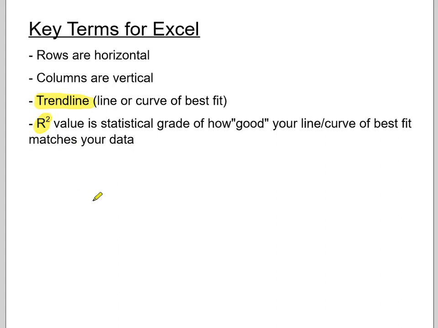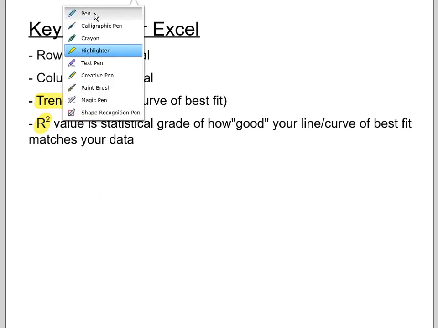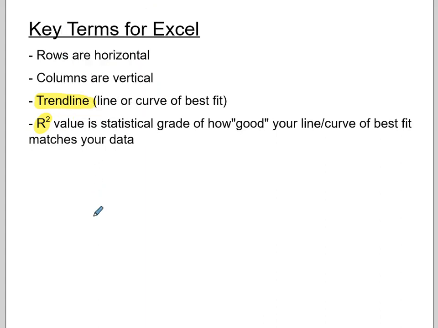You don't have to know how it's generated. We just have to know for now that it's a statistical grade of how good your line or curve of best fit matches your data. So if you have a value of 1, it's kind of like getting a grade. A 0.8 is kind of okay. A 0.9 is much better. And a 1.0 is amazing.